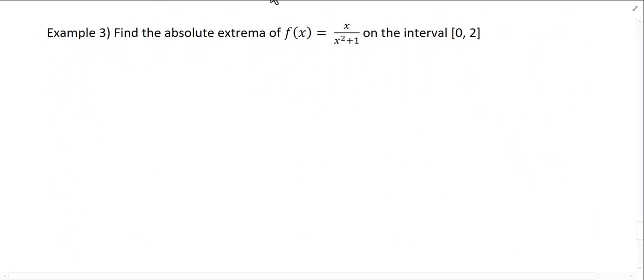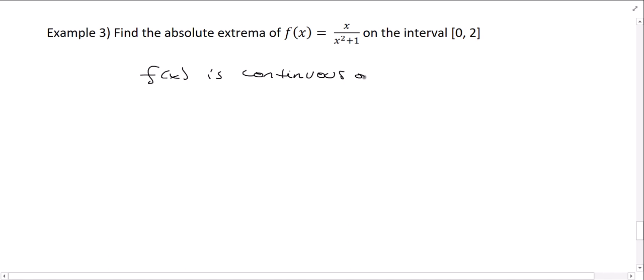Is f of x continuous on this closed interval? So are there any discontinuities here? This has a chance of not being continuous if the denominator is 0, but notice that the denominator is x squared plus 1, so it is never 0, so we don't have any points of discontinuity. So we can say f of x is continuous on the interval 0, 2.